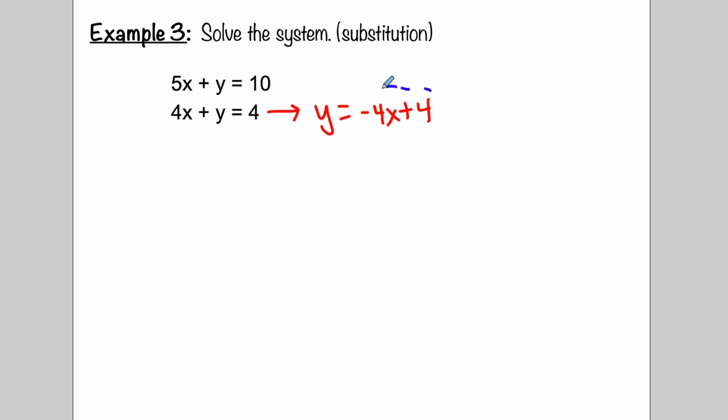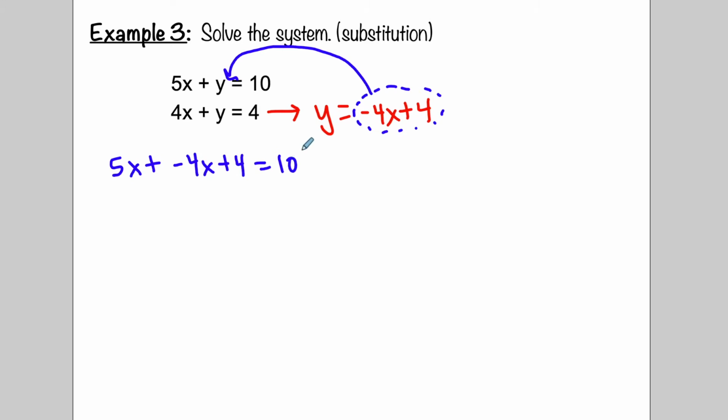Now I will go ahead and substitute what y is equal to into the other equation. So I have 5x plus negative 4x plus 4 equals 10. Combining my like terms, this gives me x plus 4 equals 10. And then if I subtract 4, x equals 6.